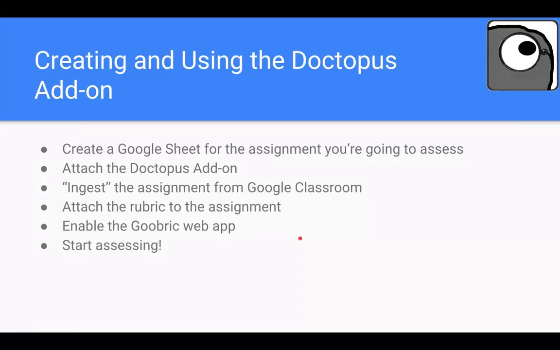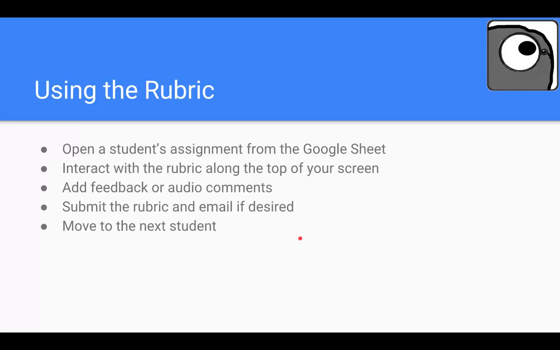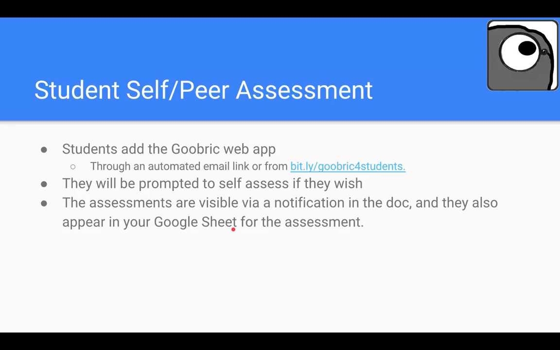Actually, let's come back here. We've done this assessing piece, so we kind of moved into using the rubric. So we opened the student's assessment from the Google Sheet. We interacted with the rubric along the top of the screen. We can add feedback or audio comments. We talked about that. Then we can submit the rubric and email them results if you want to. And then you can move directly on to the next student from there. So we talked all about using the rubric.